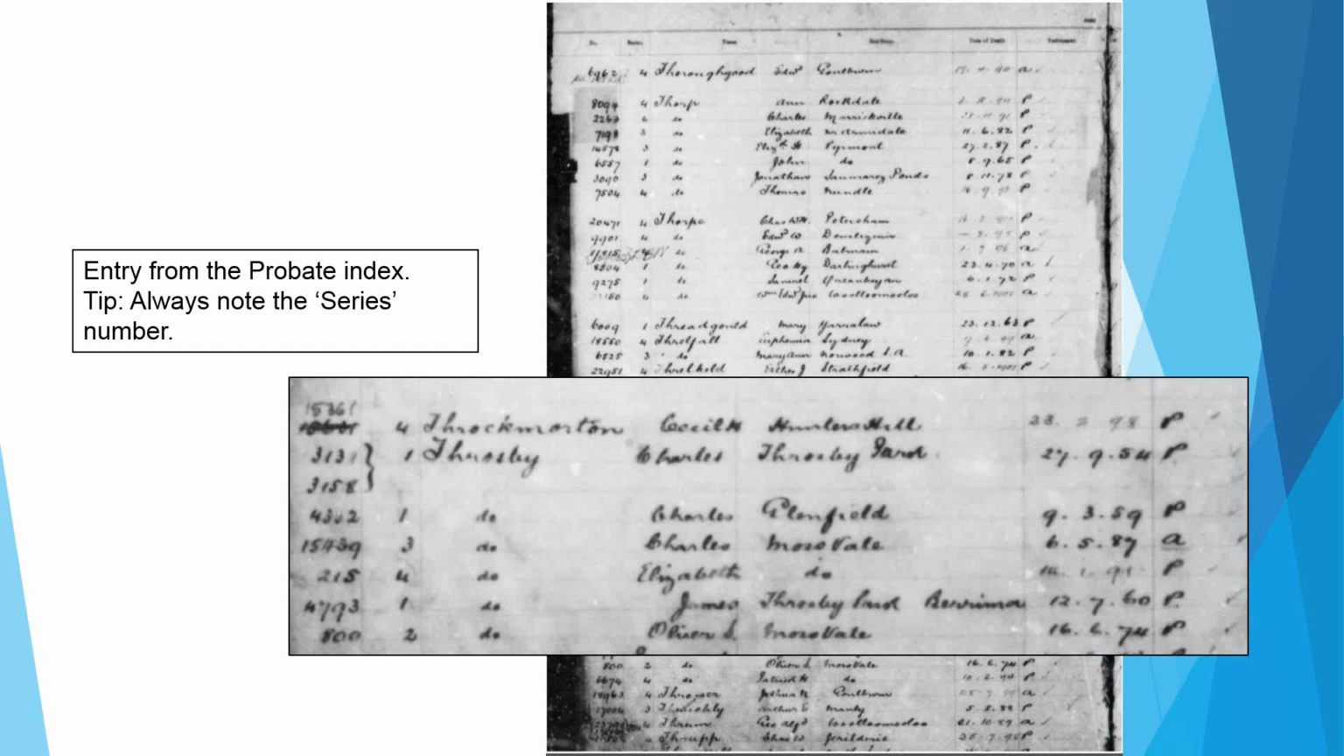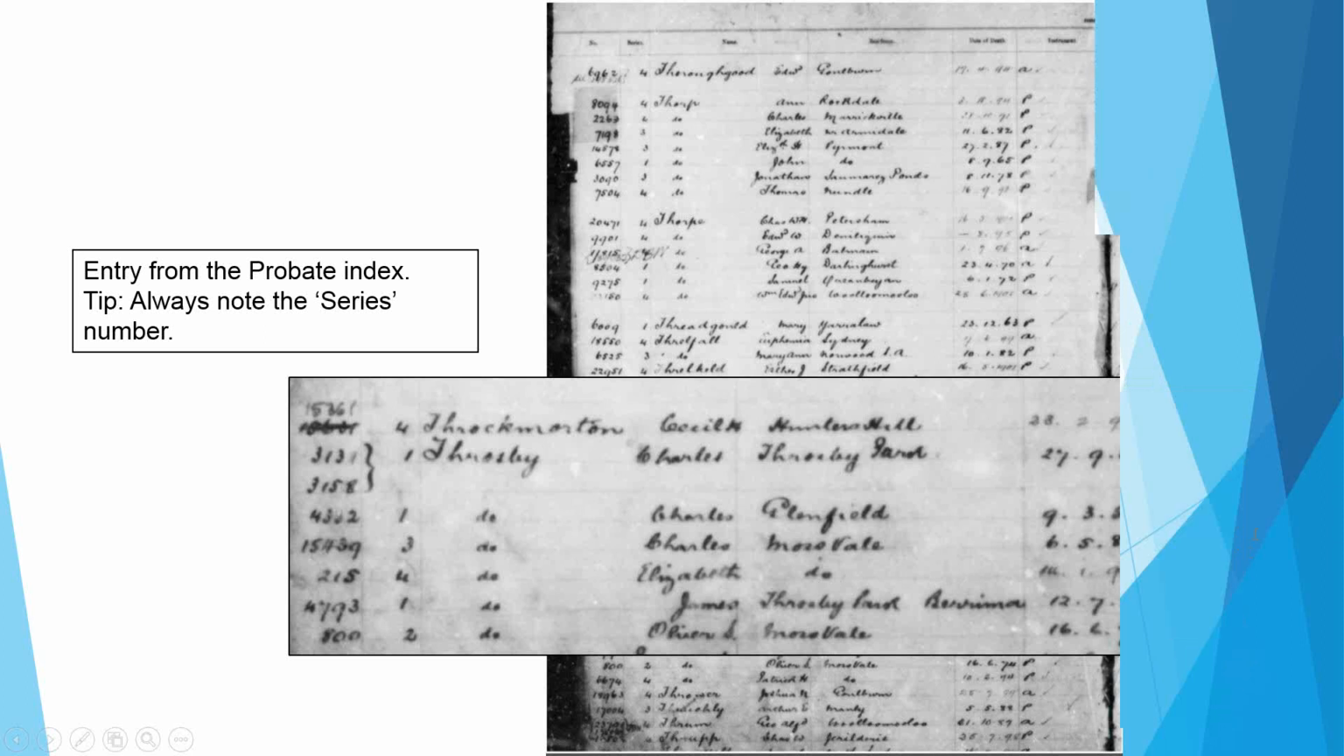And blowing up just my particular example, we're looking for Elizabeth Throsby this time. She's a series 4, 215, just there. And then going across, we see that she died at Moss Vale in 1891.